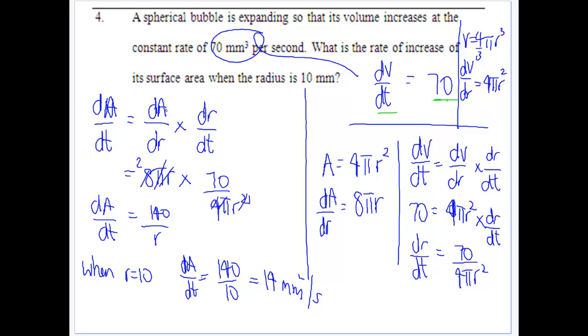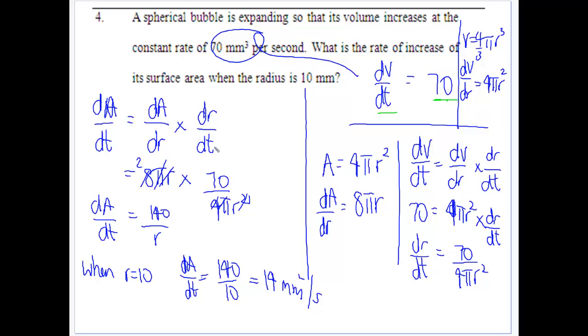Now, the idea with dA/dt, we can get dA/dr because it's a spherical bubble, so we know the volume is 4/3 pi r cubed, which means we can get a rate of change for the volume with respect to r. We also know the surface area is 4 pi r squared, which means dA/dr would be 8 pi r. So this requires us to do a little bit of manipulation, because we know dV/dt can be written as dV/dr times dr/dt. So we can get dr/dt as 70 over 4 pi r squared.